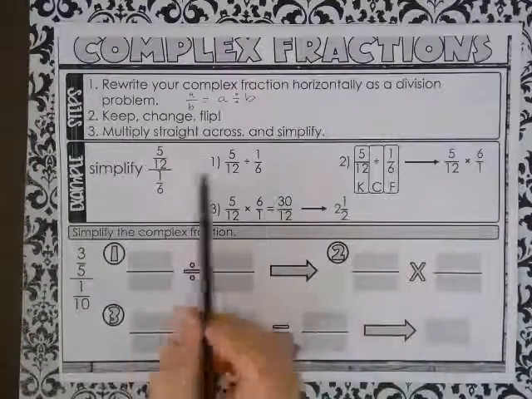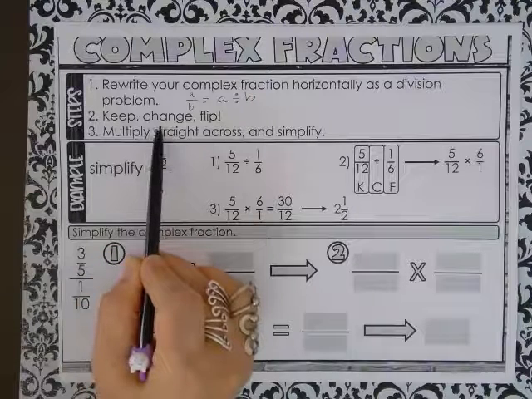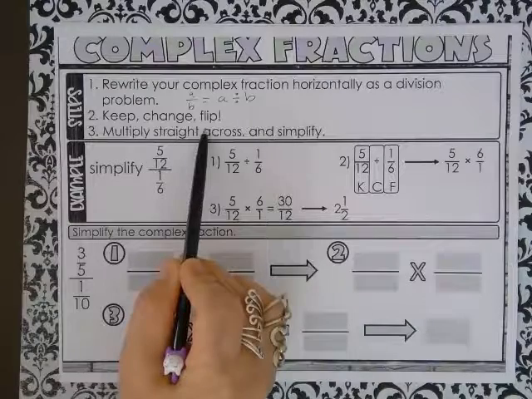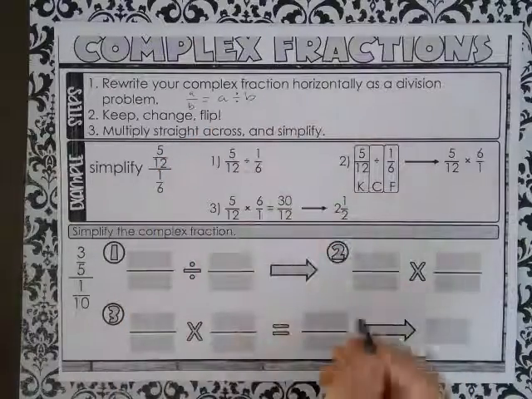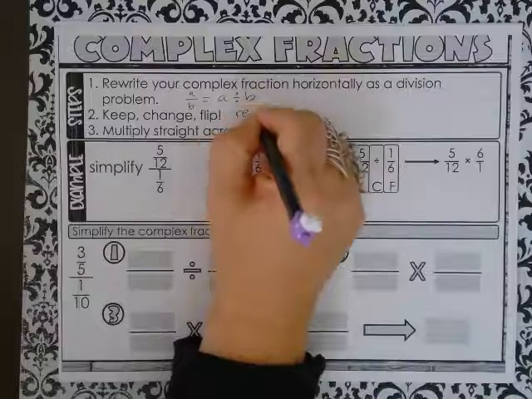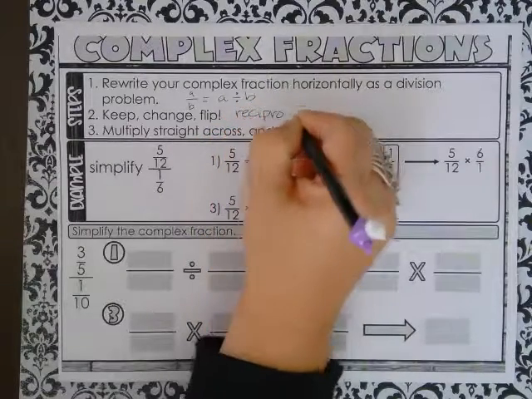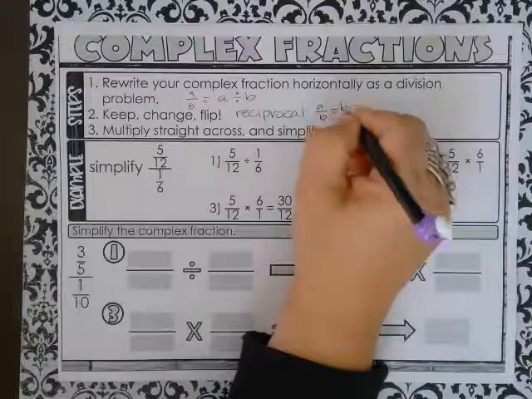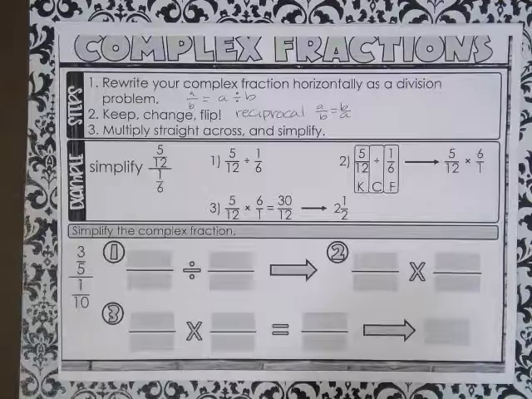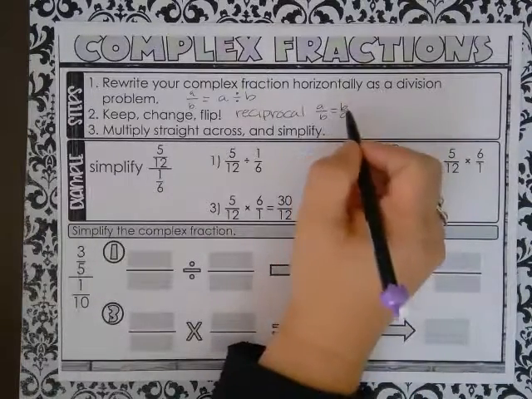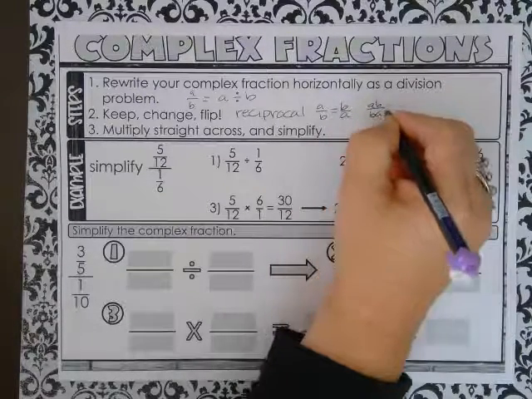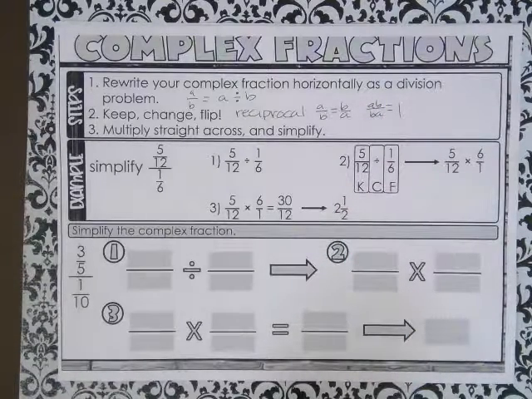The next thing we need to know is we keep the first number as a fraction. We change it from division to multiplication, and we do the reciprocal, that's the fancy word for flipping it. So we're going to make the reciprocal of A over B is B over A. And because most people are a little bit lazy, we just say flip it. Because if we multiply these together, A times B is AB, and B times A is BA, which equals 1 if we were to simplify that.